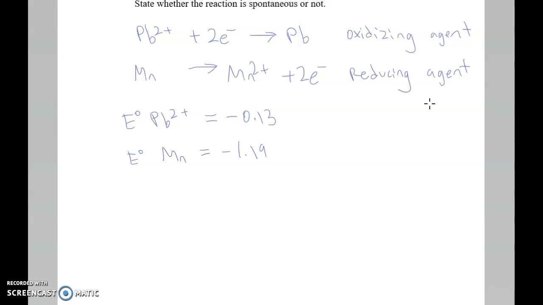But because manganese is the one that undergoes oxidation, that means you must reverse the sign of this. So you reverse the sign so it's instead positive 1.19 volts. And to calculate net potential of the cell, you add these two values together. So you have positive 1.19 volts minus 0.13 volts equals positive 1.06. Because the value of the net potential of the cell is positive, you have a spontaneous reaction.